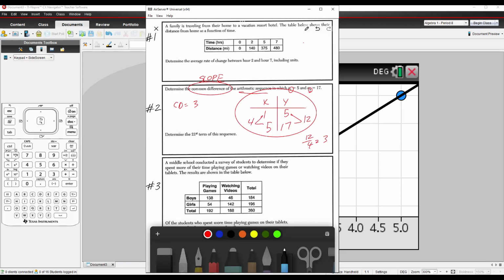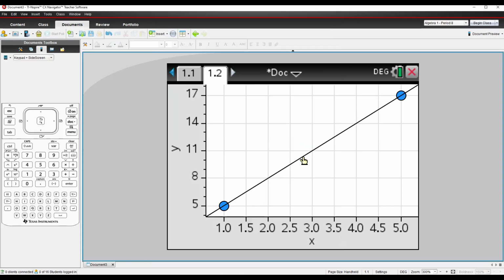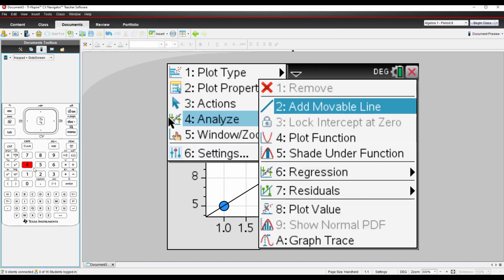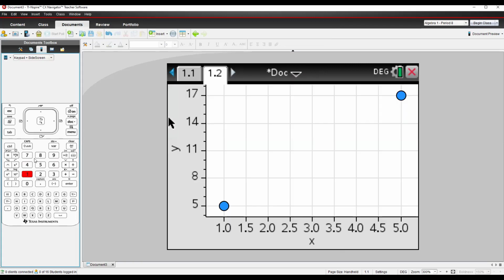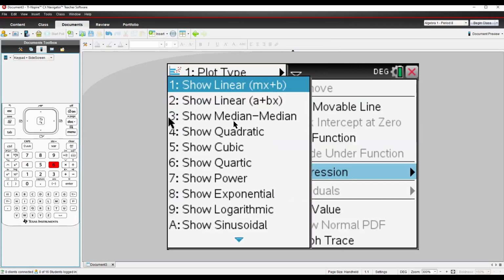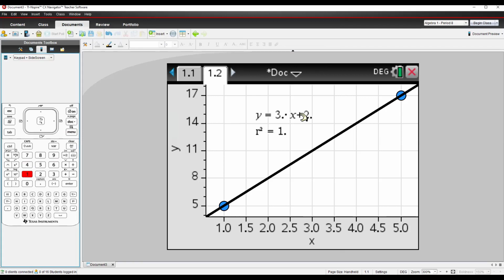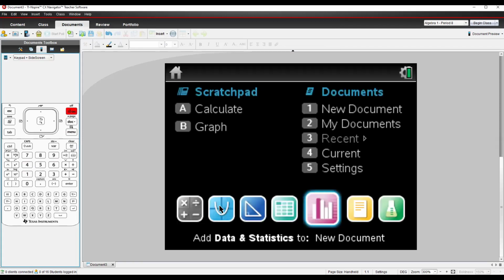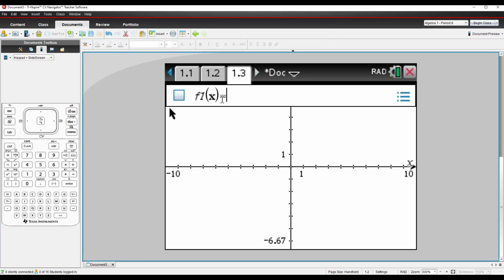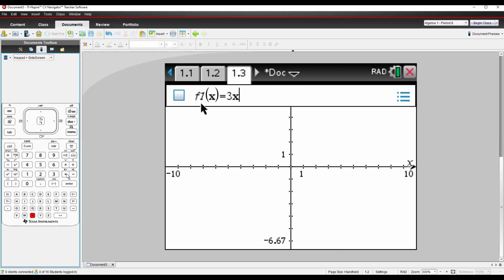The reason I wanted to use the spreadsheet is they asked us to find the 21st term. Now that we have the equation from menu 461, we can use it to find the 21st term. This is how I would do it. I'm going to use the graph and enter 3x plus 2. That was the equation we got.